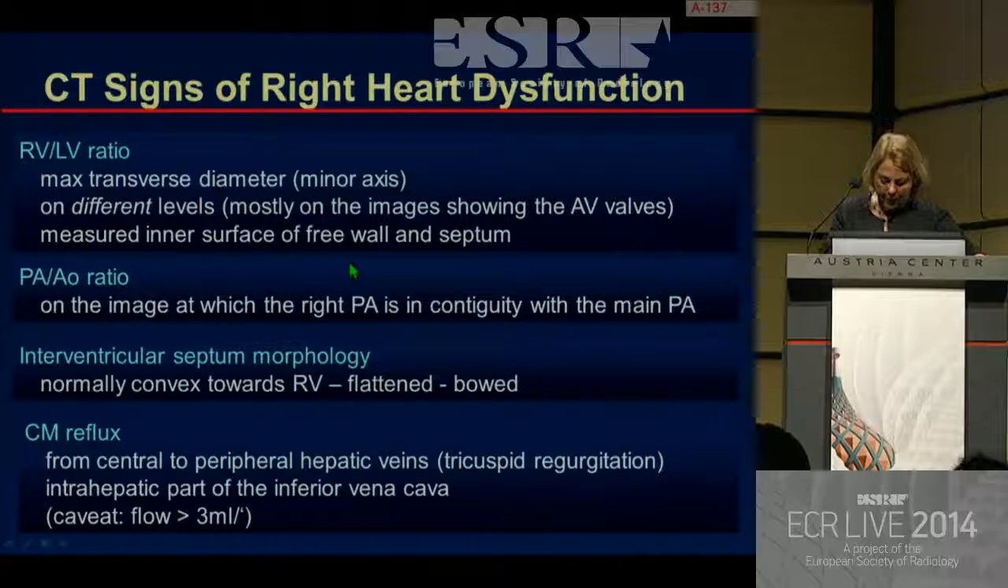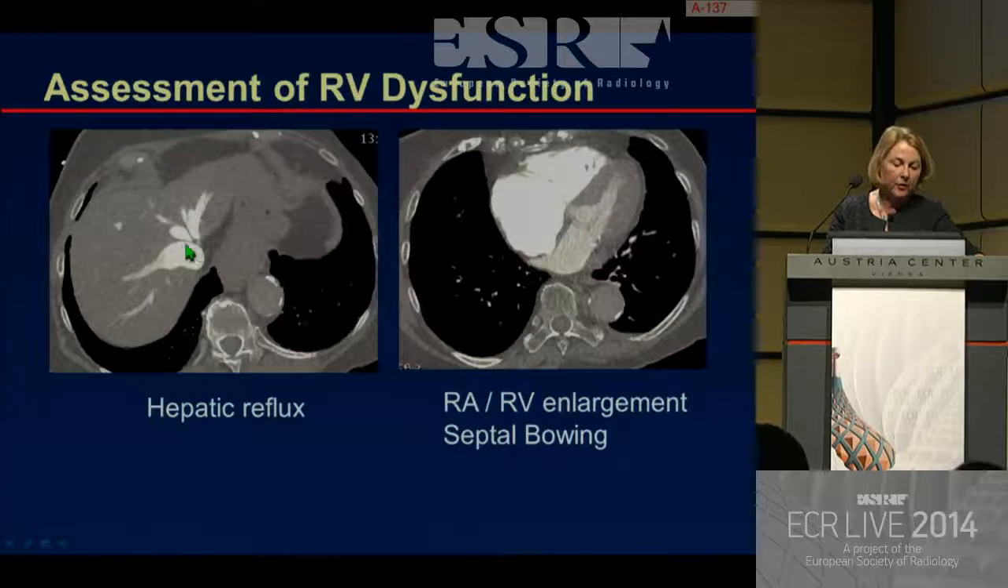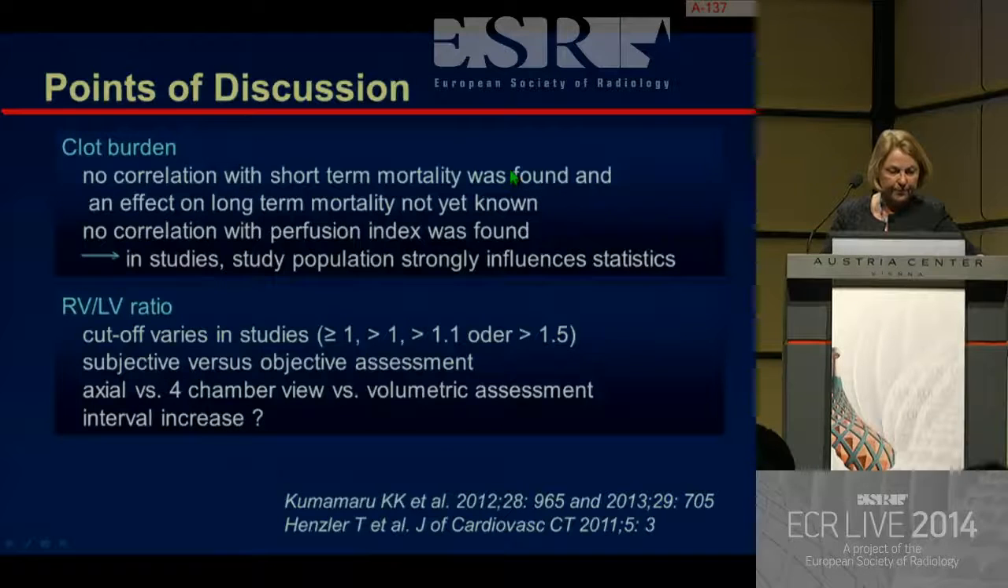However, you have to be careful. Just reflux into the inferior vena cava or just the proximal part of the hepatic vein is actually also seen in patients with a perfectly normal right ventricular function, and it has to do also with the inspiration level and the flow rate of the contrast media. This is an example of the heavily enlarged right atrium and right ventricle with a bowing of the septa.